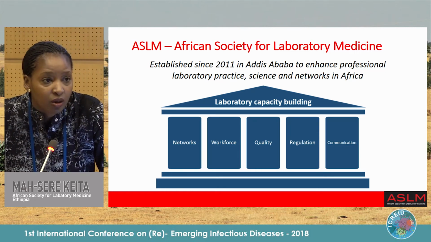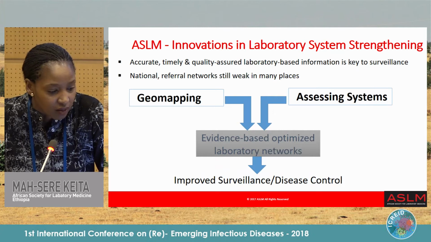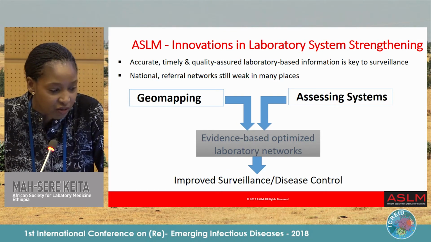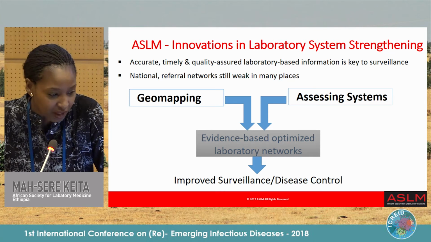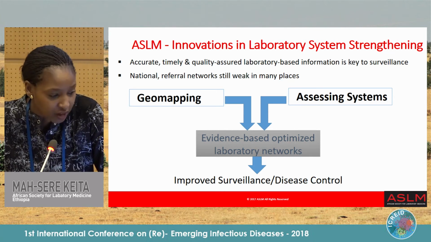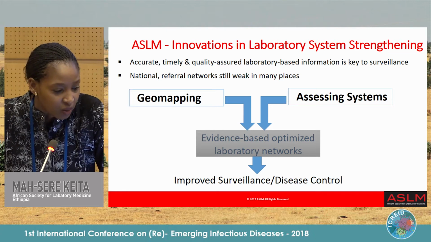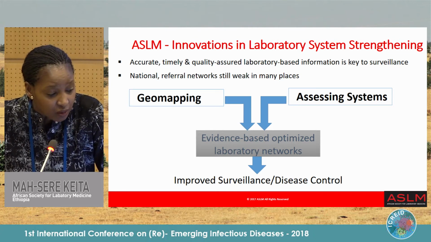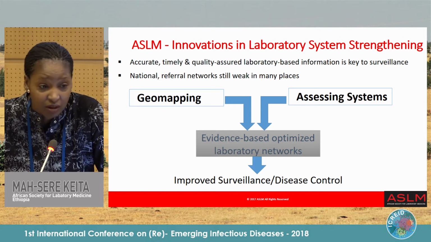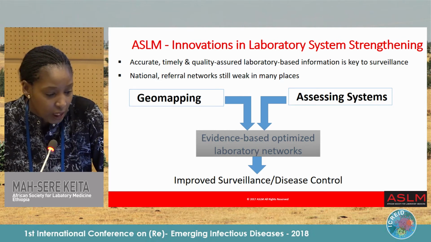Now we have 2 projects going on that are quite innovative, and as we know, laboratory-based information is key to surveillance. It has to be accurate, it has to be timely, and it has to be quality assured. And then, national referral networks in most African countries are still weak, and even outside of Africa.